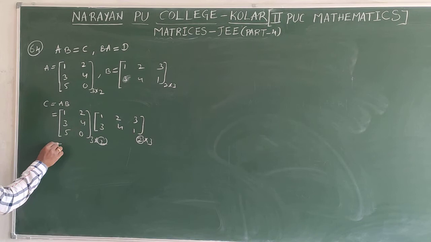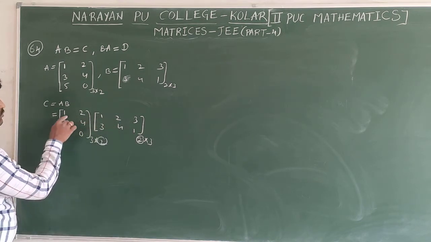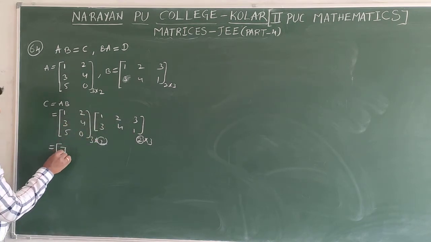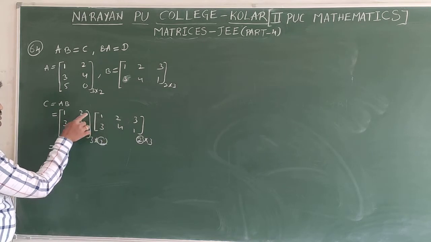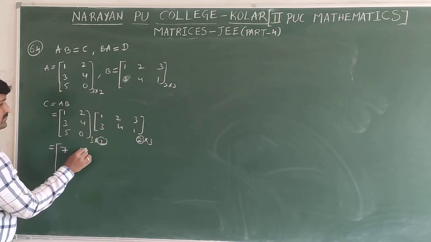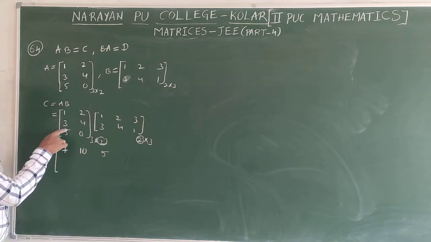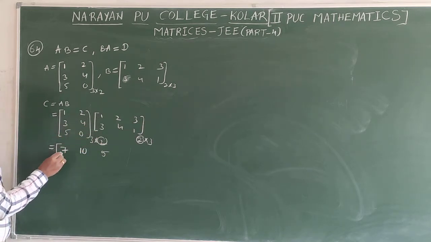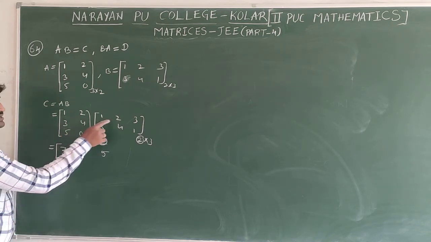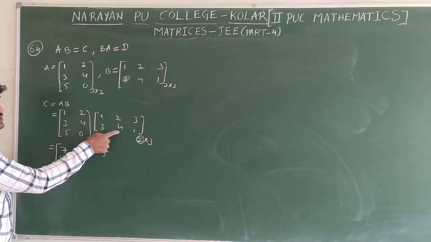Now multiply. First row with first column. 1 into 1, 1 plus 6, that is 7. 1 into 2, 2 plus 8, 10. Now 1 into 3, 3 plus 2 ones are 2, it is 5. 3 ones are 3, 4 3s are 12. How much will you get? 15. Next, 3 2s are 6 plus 4 4s are 16.